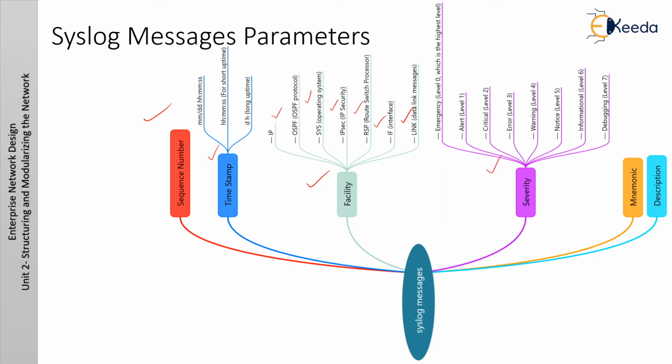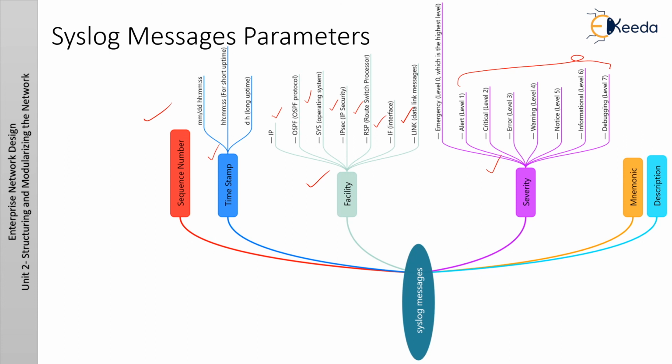A single digit code from 0 to 7. This is the single digit code 0 to 7 that reflects the severity of the condition. The lower the number, the more serious the situation. Syslog defines this sequence: alert level 1, critical level 2, error level 3, warning level 4, notice level 5, information level 6, and debugging level 7.